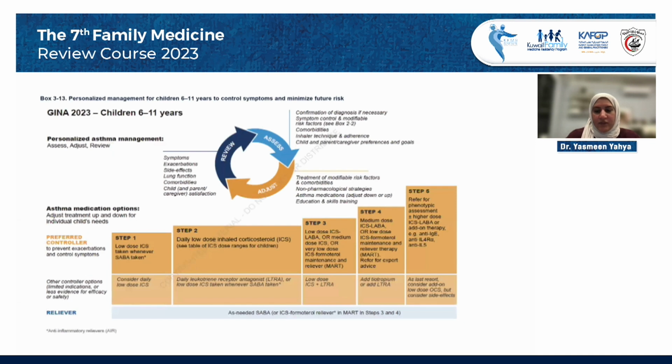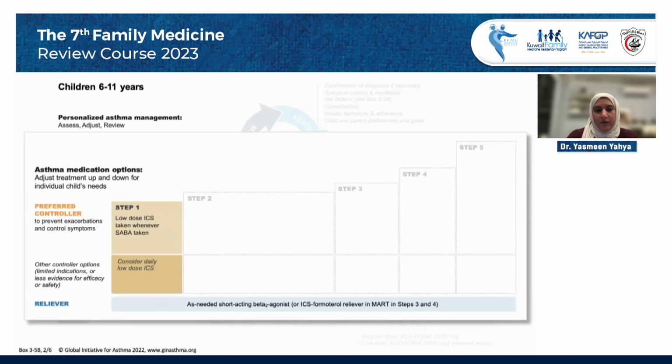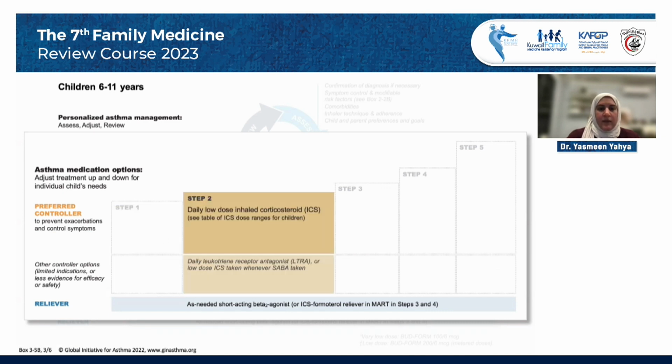I will just skip a few slides. This is similar for children from 6 to 11 years. The steps, of course, are not the same. So here, you'll give low-dose ICS in step 1 whenever the SABA is taken. And here, daily low-dose ICS.